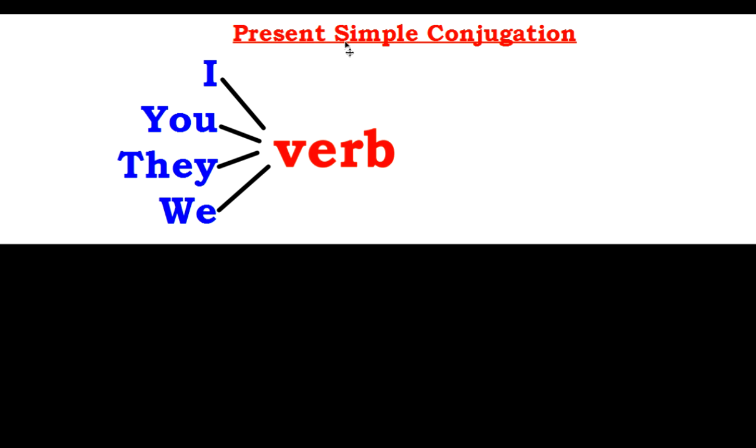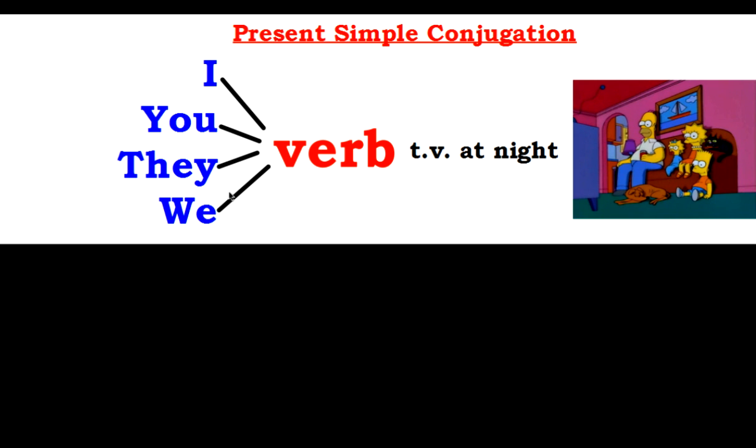Now, the present simple conjugation is very, very easy. The subjects I, you, they, and we use the simple form of the verb. For example, they watch TV at night. The verb is in the simple form.